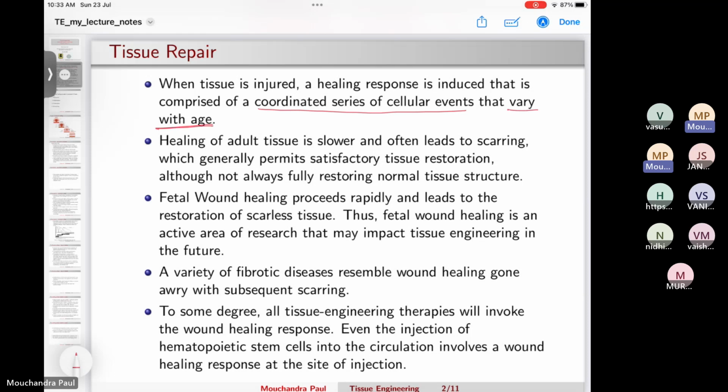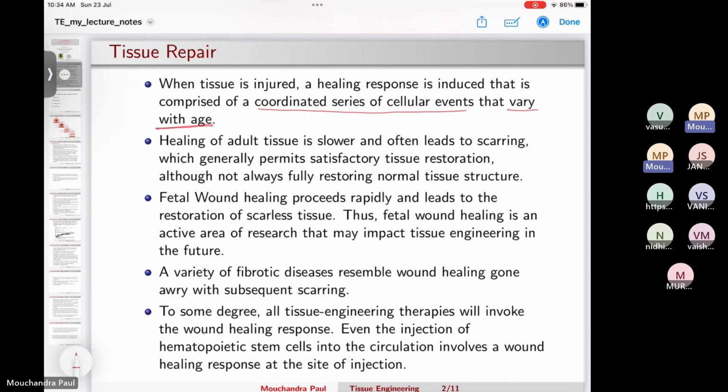So if a young baby, who is less than 1 year old, gets hurt, the wound will heal faster in comparison to a person who is, say, 60 years old. So this rate of repair also varies with age, but the main thing is this entire process is highly coordinated in nature, and a large number of cells are involved in this.